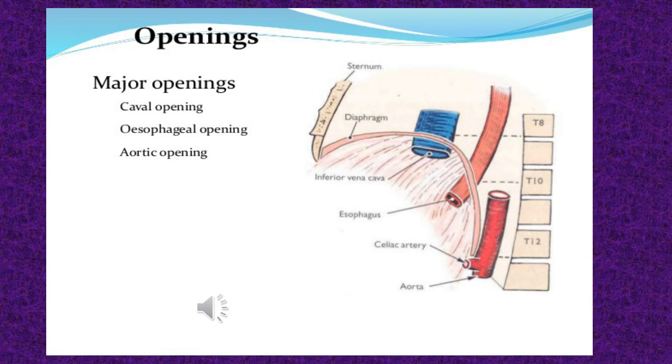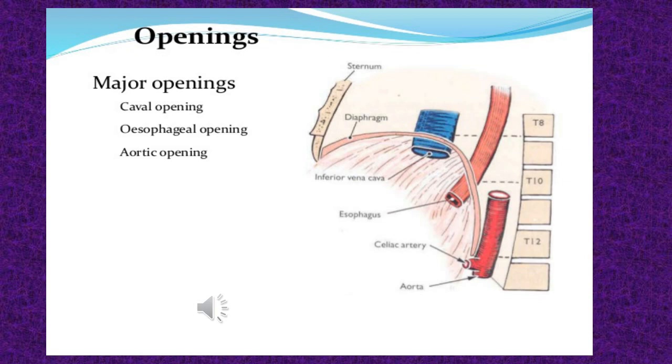When you come to the openings in the thoraco-abdominal diaphragm, we can divide them into two groups: major openings and minor openings. Many structures traverse from the thorax to the abdomen, as well as from the abdominal cavity to the thoracic cavity, through this thoraco-abdominal diaphragm. There are three major openings.